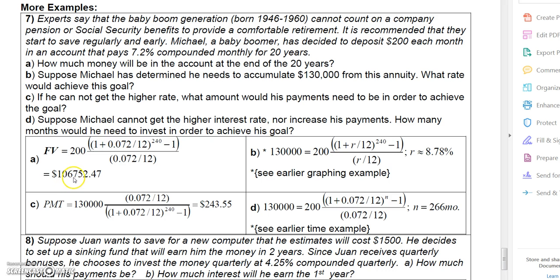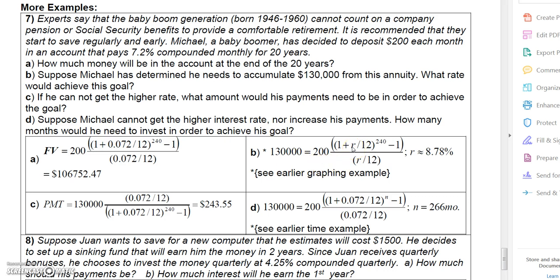Now part B says suppose Michael determined he actually needs $130,000. Well, if he needs $130,000, then he's going to need more than what he's got here. So one way to increase that is to change the rate. So let's see what rate he would need to achieve this goal. So what we're going to do now is use the same formula, but we're going to plug in $130,000 for the future value, and we're going to leave the rate unknown.